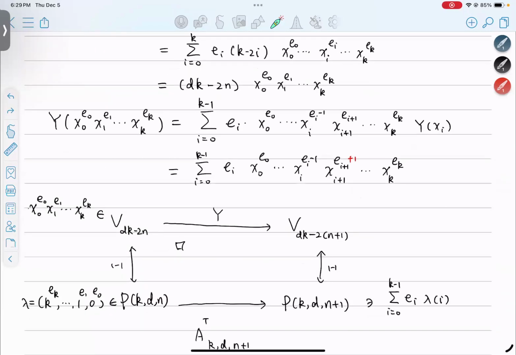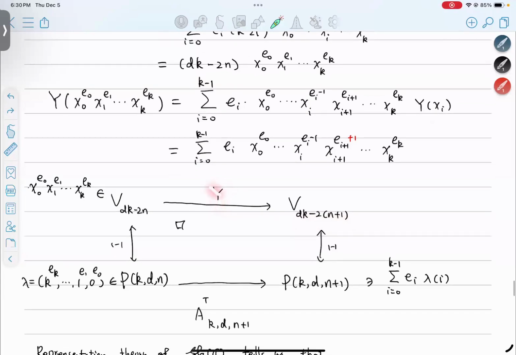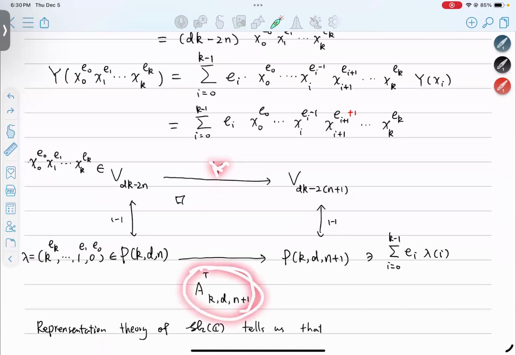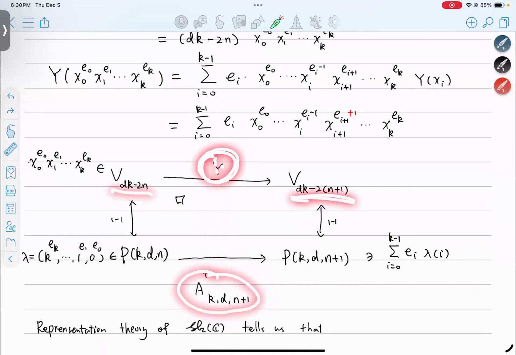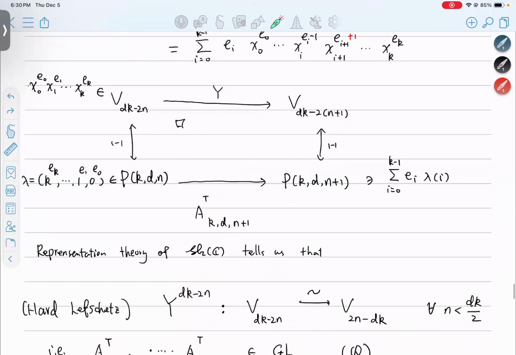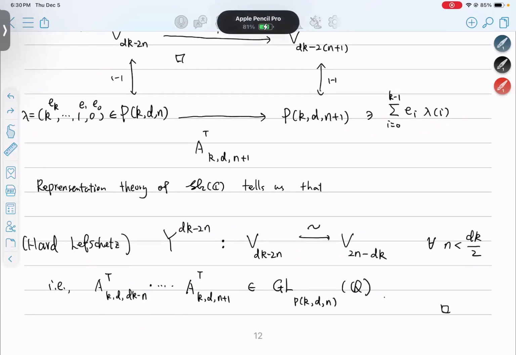For example, we go from this operator y. It maps this eigenspace V_{dk minus 2n} to V_{dk minus 2(n plus 1)}. So this is the operator y, and we found that this operator y corresponds to our matrix. Our matrix is A, the transpose of our matrix. You can easily check that this is a commutative diagram, so our matrix is realized by this Lefschetz operator y of this Lie algebra representation. So then we are done. Okay, I think I just stop here. Thank you.